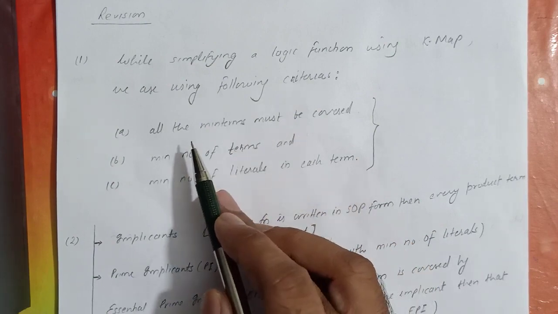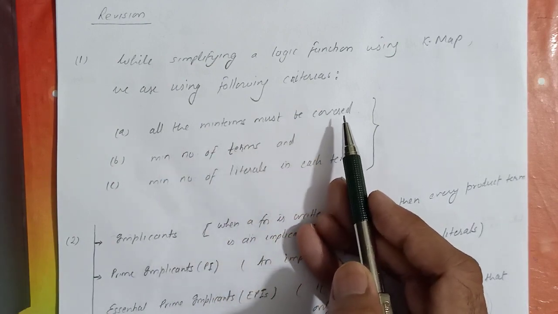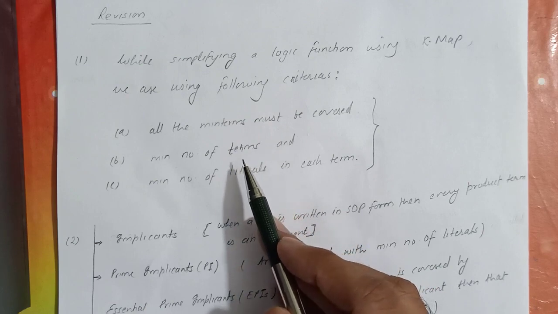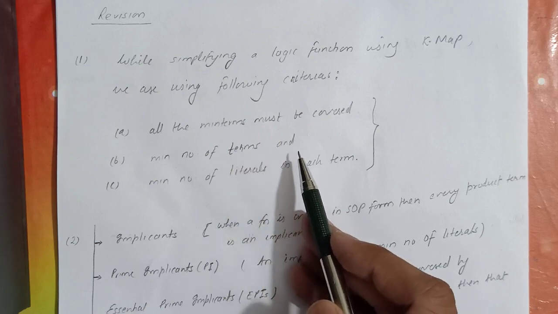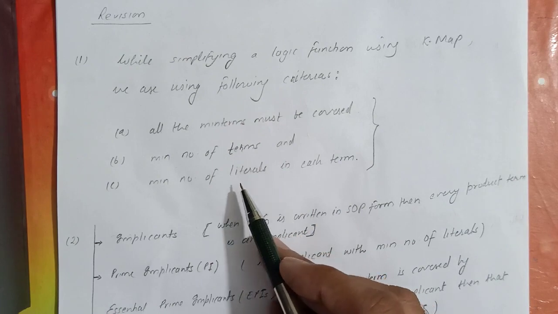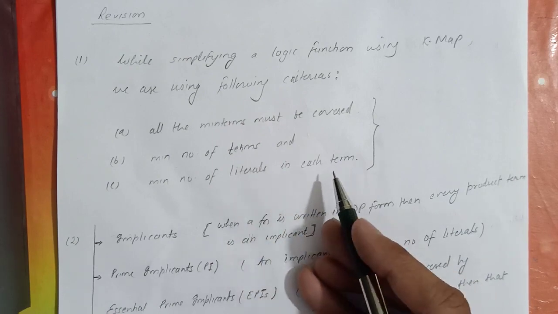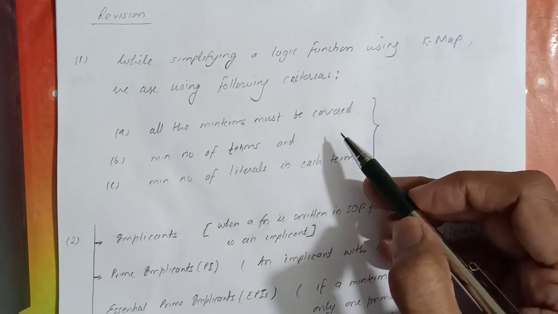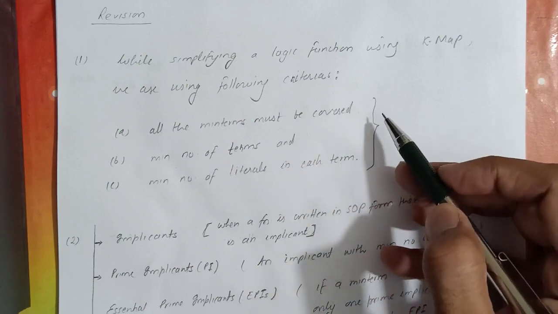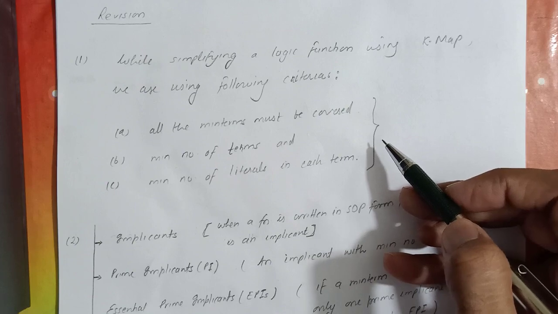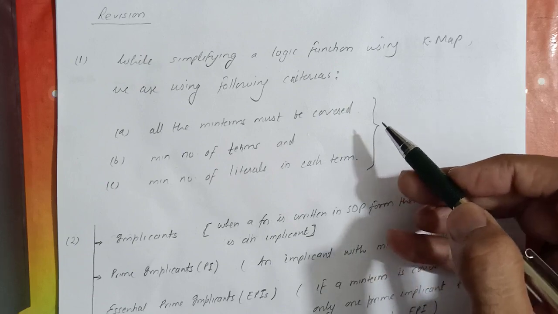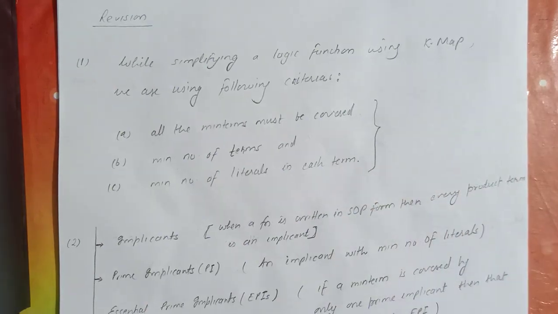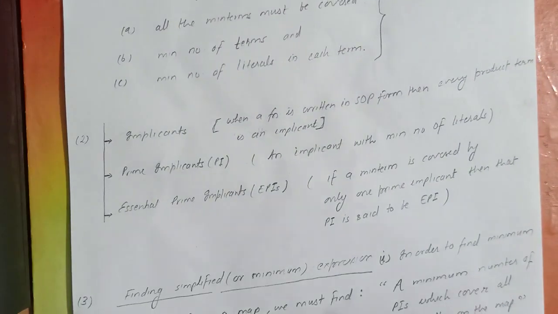Firstly, we have to cover all the ones on the map, and we have to find out the minimum number of terms, and each term is having the minimum number of literals. So basically we have used these three conditions in order to find the simplified expression.